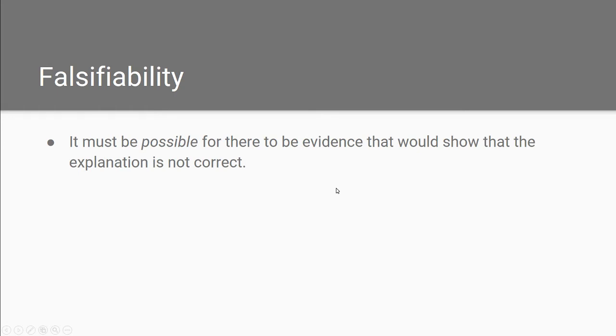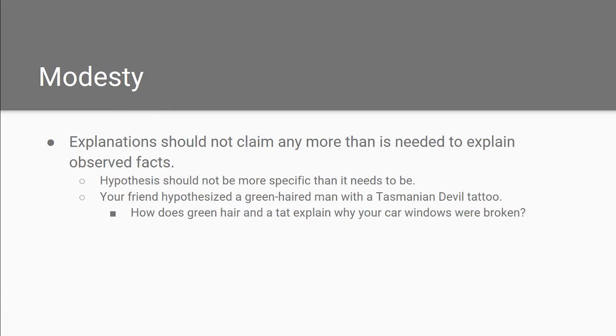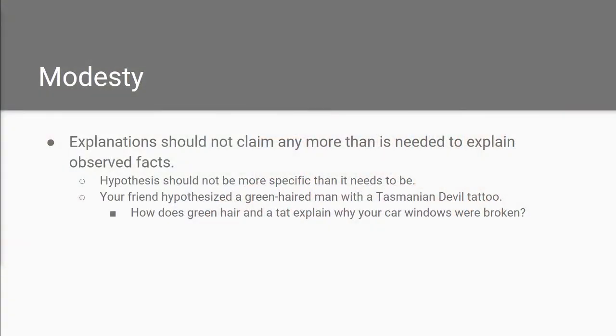Falsifiability. It must be possible for there to be evidence that would show that the explanation is not correct. With modesty, explanations should not claim any more than is needed to explain observed facts. The hypothesis should not be more specific than it needs to be. So let's take, for example, your friend comes up to you and says, "Hey, I think I have a hypothesis or a guess as to why your car got broken into. It was a green-haired man with a Tasmanian devil tattoo." How does green hair and a tat explain why your car windows are broken? That's more details than you needed. Okay, so that's what the modesty virtue is.